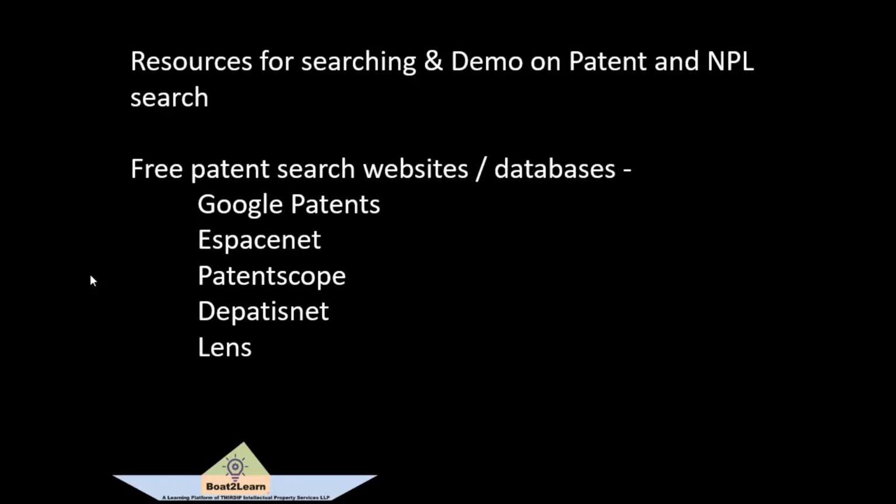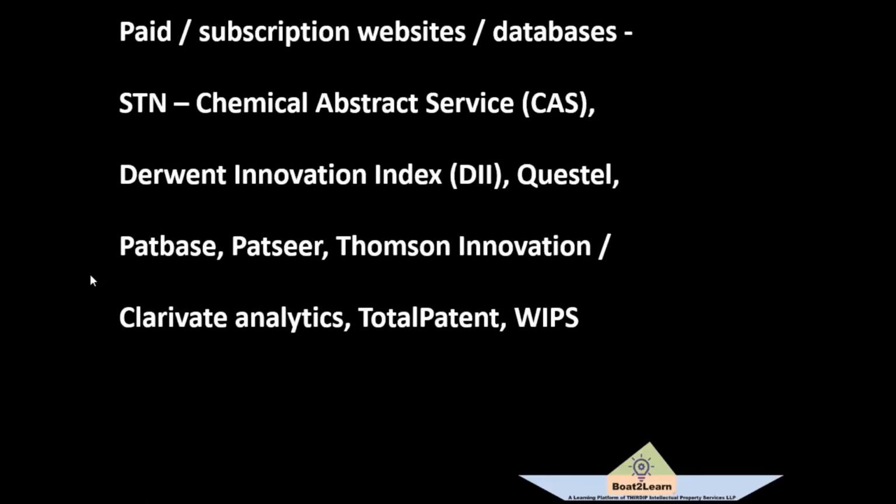And likewise, DePatisNet is from Germany. It also has various records from different countries. We will see that DePatisNet also provides records from Australia, Germany, and different countries. They also give records from Canada and others. And Lens is from Australia. It is from one of the universities of Australia which has made this database. So we will see all this in detail in the demo.